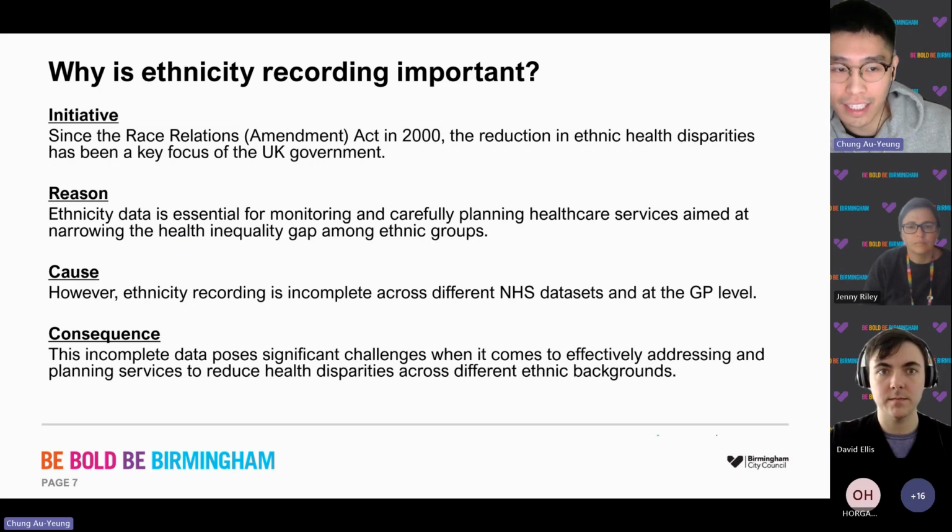And the next thing is the cost: ethnicity recording is incomplete across different NHS data sets. I will also have a slide demonstrating the incompleteness across different data sets. The consequence of incomplete data is that it poses significant challenges when it comes to effectively addressing and planning services to reduce the gap among these ethnic groups.